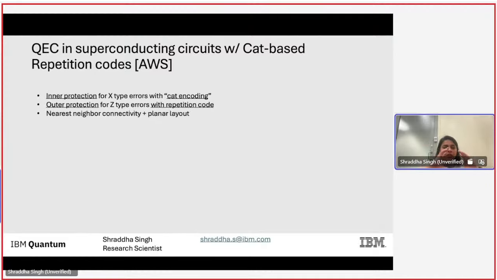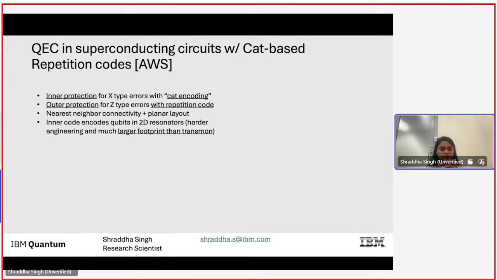So you've concatenated what we call the discrete variable code, a repetition code, with the bosonic encoding. Here also, you are able to keep the nearest neighbor connectivity plus planar layout. However, the inner code requires 2D resonators. So if you want to have 2D chips, then we need those oscillators to be also 2D.